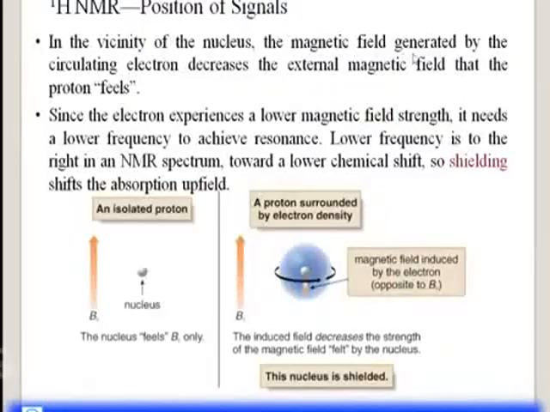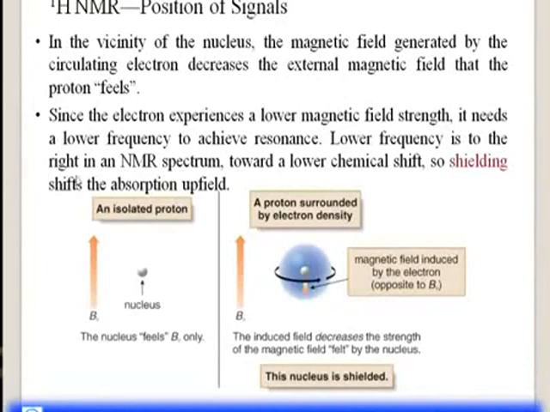These were the number of signals we were discussing. Now the position. In the vicinity of the nucleus, the magnetic field generated by the circulating electrons decreases the external magnetic field that the proton feels. We have already discussed that this is because of the secondary induced magnetic field. Since the proton experiences a lower magnetic field than it would in the absence of electrons, it needs a lower frequency to achieve resonance.